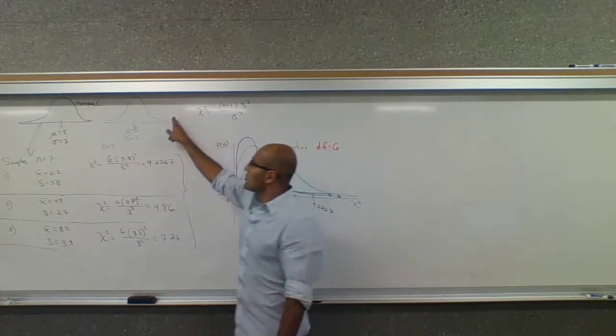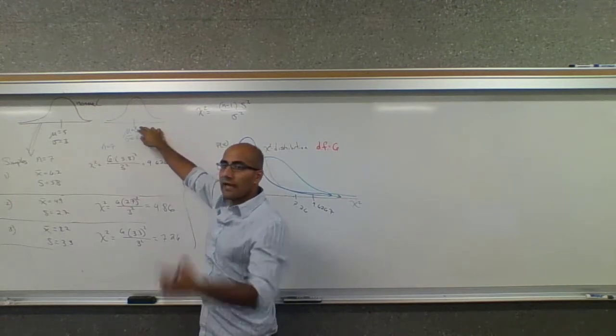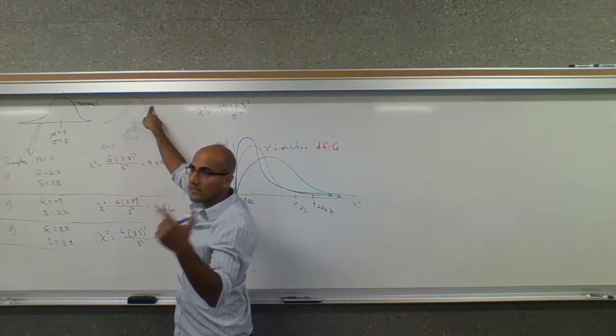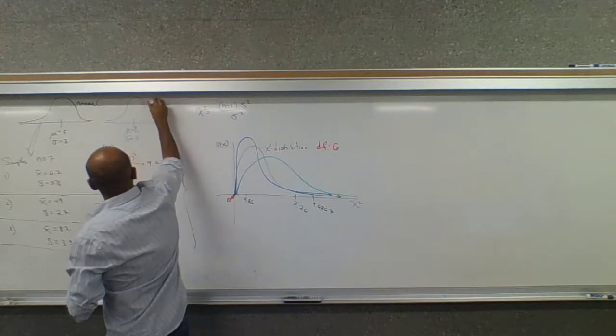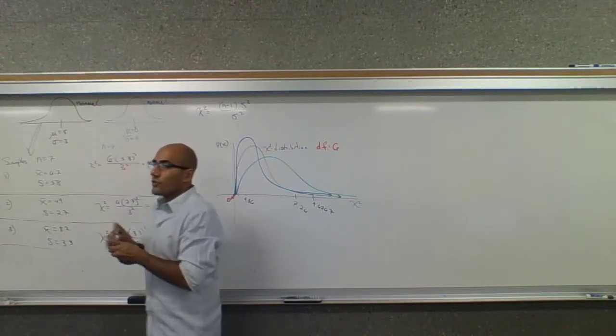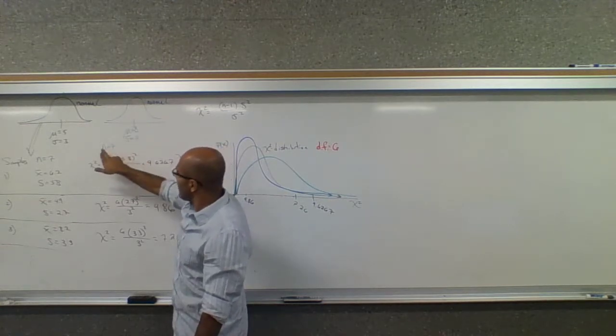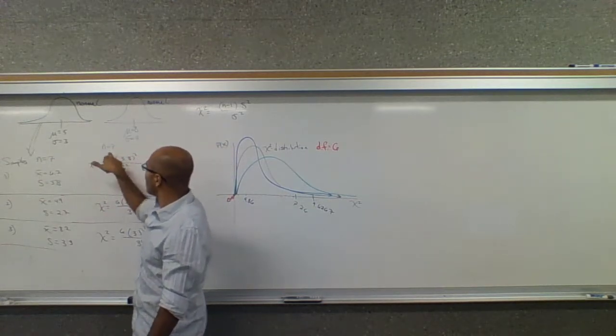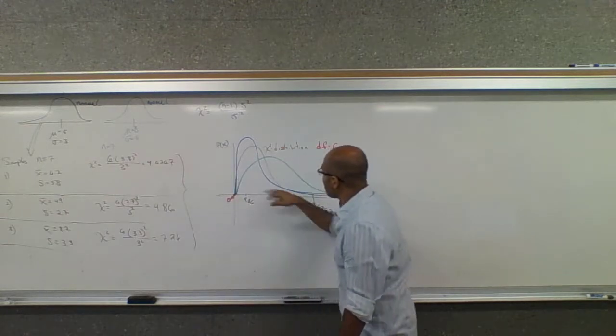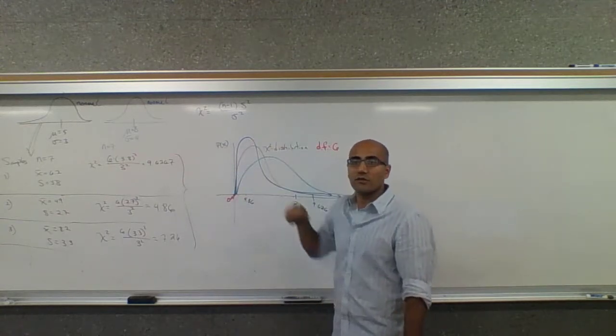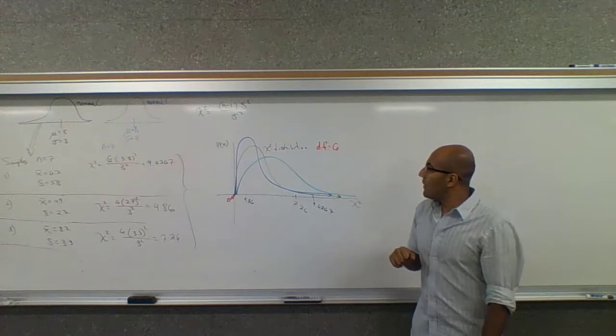Every population, no matter the parameters, as long as it's normal, so it's got to be a normal distribution, any normal distribution with any mean and any sigma, regardless of those, if they only have a sample size of 7, they're going to produce the exact same shape of this distribution. Okay? That's a big thing.